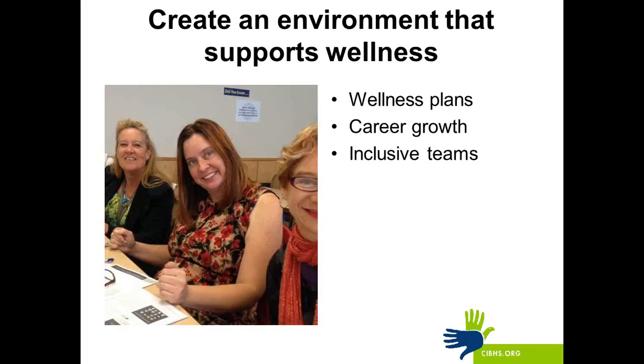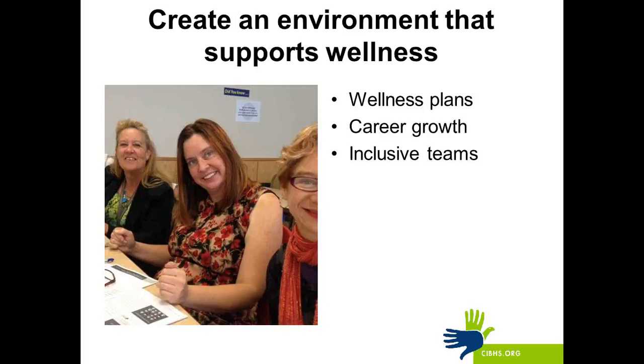So an investment in an environment that supports wellness is not only going to benefit your peer staff and potentially reduce your turnover and burnout rates, but it's going to benefit all the employees and create spaces where all the staff can succeed and really want to stay and thrive. So here are some strategies that we recommend for creating this environment that supports wellness.